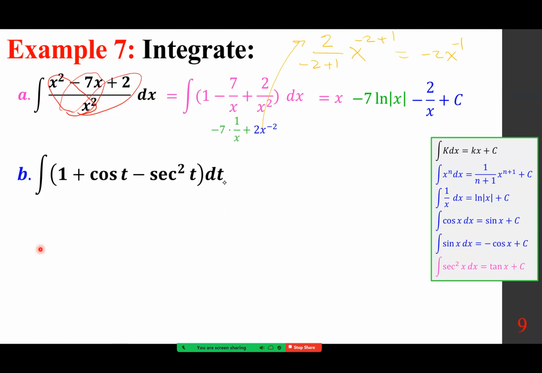Pay attention to the fact that dt indicates the independent variable is t. So 1 doesn't give you x, it gives you t. Cosine, remember the derivative is negative sine, but the integral is positive sine. Minus secant squared gives you tangent because the derivative of tangent is secant squared. The integral of secant squared is tan x. So minus tan t plus a constant.